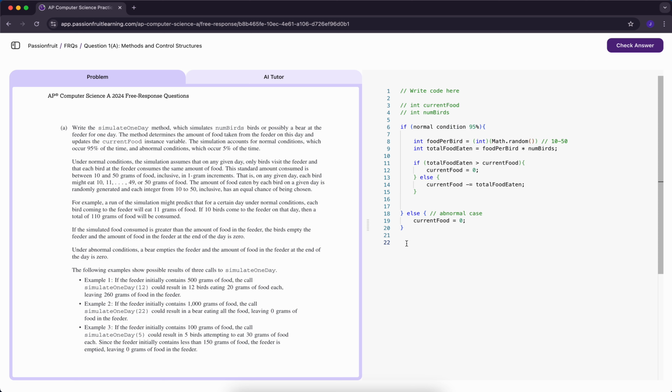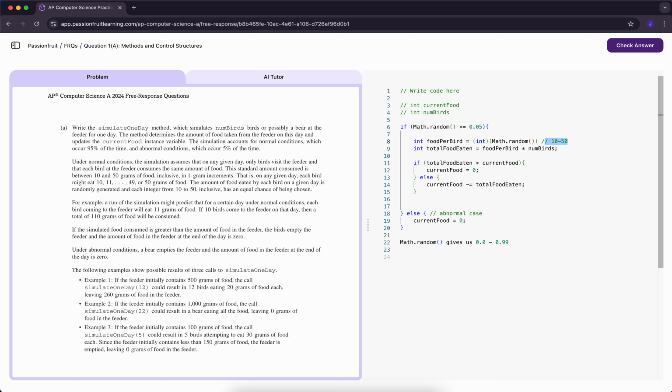In both of these situations, we'll be using math.random. So as a quick review, math.random gives us a number between 0.0 and 0.99, and it's also a double, right? So to represent a normal condition that represents 95% of all situations is actually quite straightforward. All we need to do is to say math.random is greater than or equal to 0.05, right? If it's greater than 5%, then that's 95%, and this is our 95% normal condition.